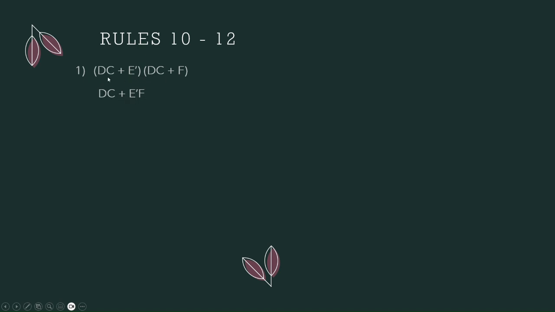It's kind of like if you pulled the DC out of both of these up front, and then you were left with E naught and F. And that's kind of what happened here. Our second example is a little more.